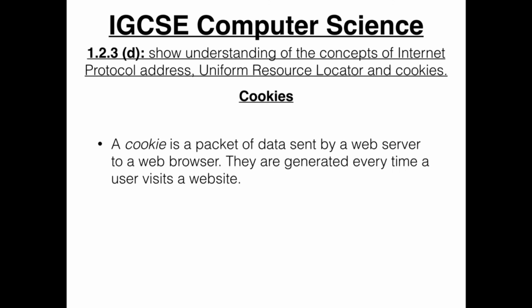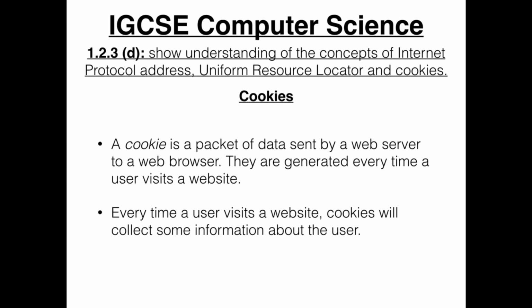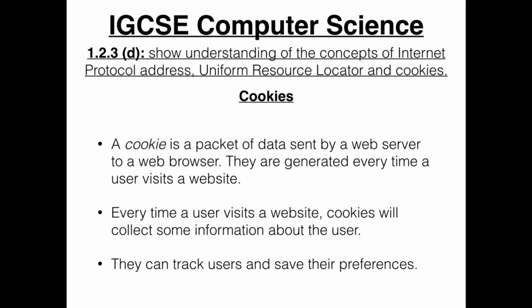Okay, so cookies. A cookie is a packet of data sent by a web server to a web browser, and they're generated every time a user visits a website. Every time a user visits a website, cookies will collect some information about the user. You might see a message if you access a site saying cookies will be used, or that this site will require use of cookies. So that's pretty much what cookies do.